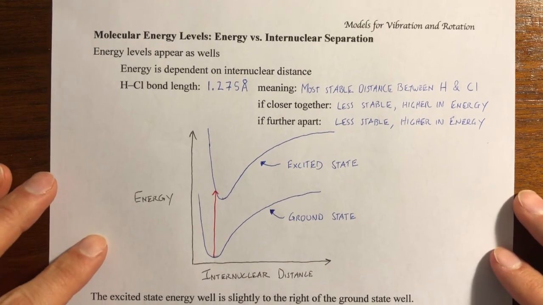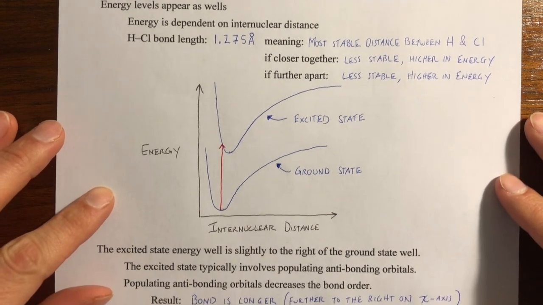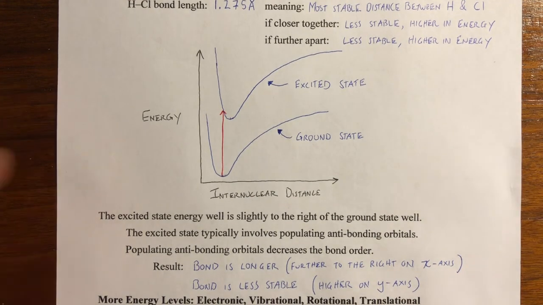Now, back to how I drew this being slightly to the right. The excited state well is slightly to the right of the ground state well. Typically, the excited state involves populating antibonding orbitals, and populating antibonding orbitals decreases the bond order of a system. So the result is that the bond is longer, further to the right on the x-axis, and the bond is less stable, higher on the y-axis.